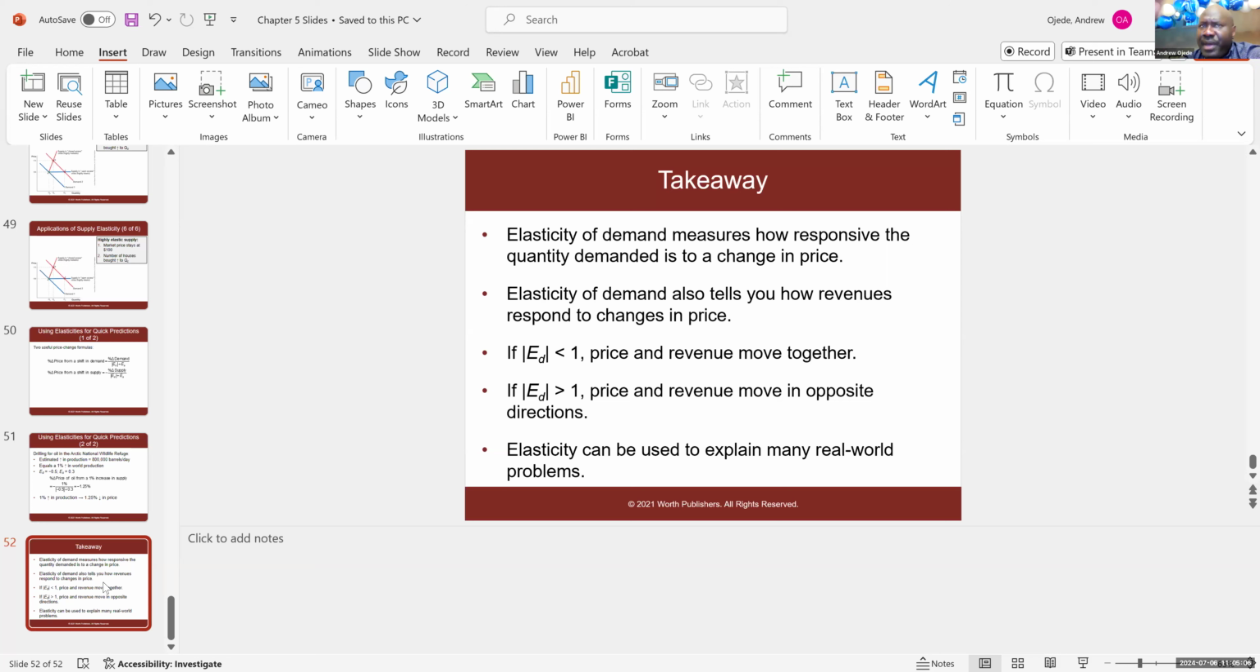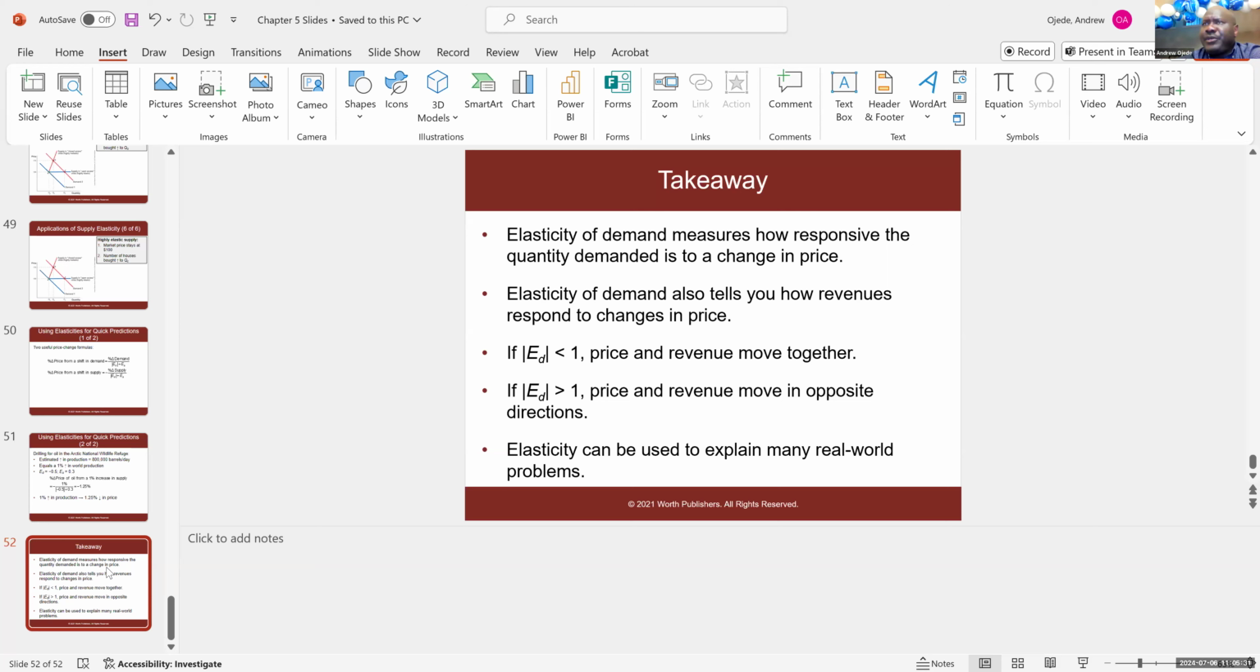But if the elasticity of demand is greater than 1, that means that the good has got elastic demand, then price and revenue move in opposite direction. Raising prices would what? Would decrease total revenue. But decreasing price in that case would actually raise revenue. Elasticity can be used to explain many real-world problems. Okay? So again, this concludes my discussion of this chapter on elasticity.